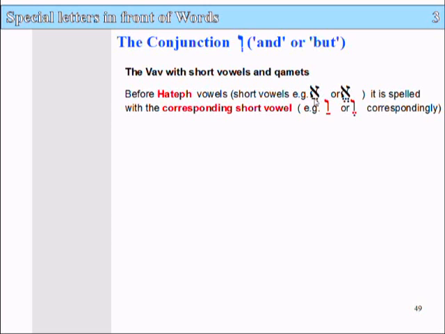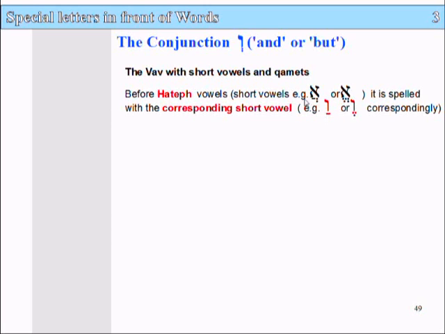They're just a slightly shorter version of the sound for the patach. So it's just a shorter patach. It's a much shorter sound instead of a long one. So before the hatuf vowels, it is spelled with the correspondingly short vowel.